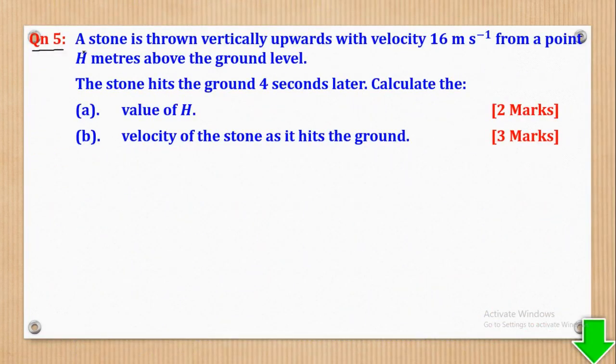Now we shall go to question 5. So question 5 says, a stone is thrown vertically upwards with a velocity of 16 meters per second from a point capital H meters above the ground level. The stone hits the ground 4 seconds later. Calculate part A, the value of H, and part B, the velocity of the stone as it hits the ground. So such a question is easily done by first making a sketch. So let's first make a sketch for the given information.